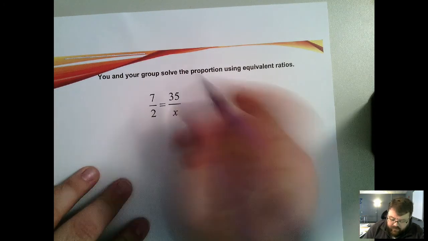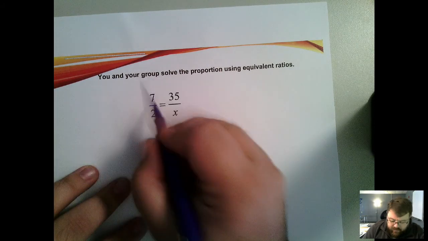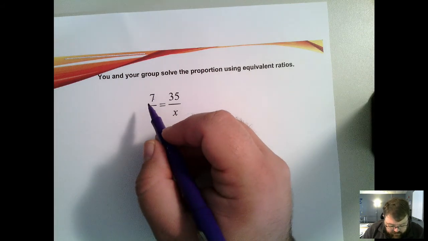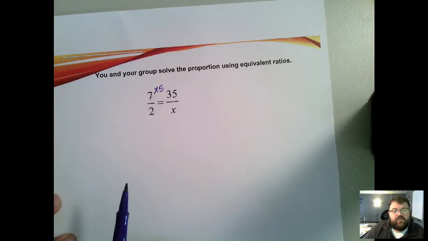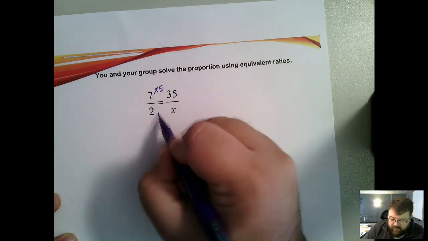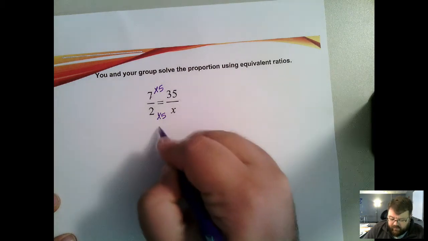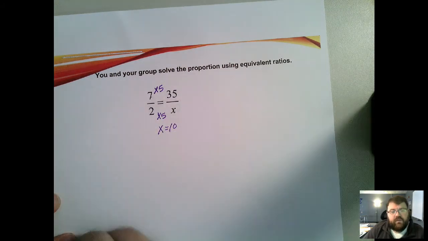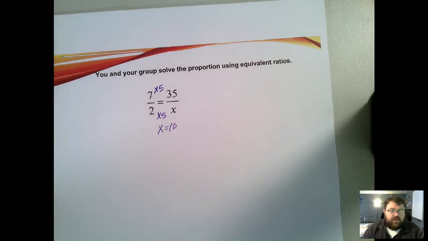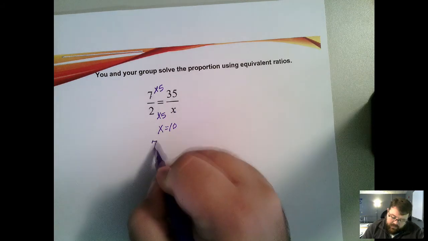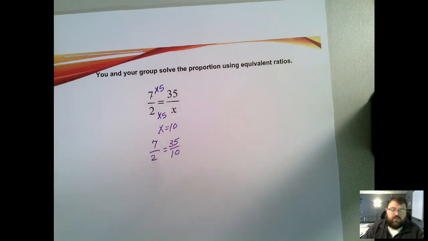So the first thing that I notice is the 7 and 35. What do you have to do to 7 to get 35? Hopefully you said multiply by 5. Come down, do it to the numerator. 2 times 5 is 10, therefore x has to be 10. Remember, your goal is to identify the number that needs to be put in place of x so that the two ratios are equivalent or equal to one another.